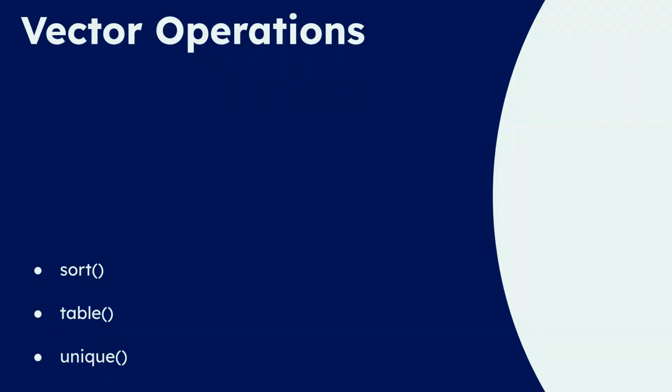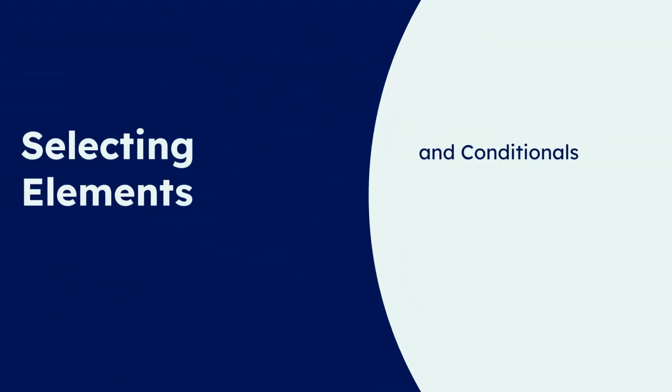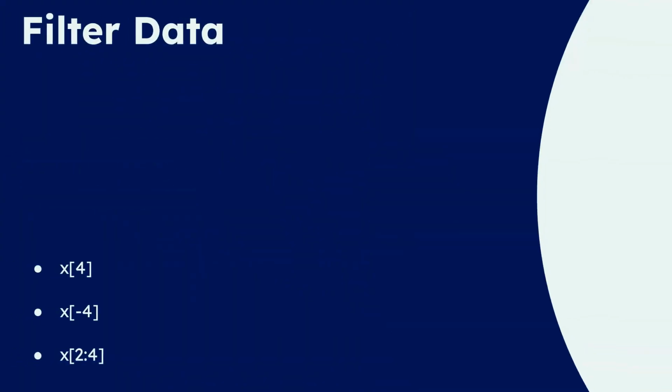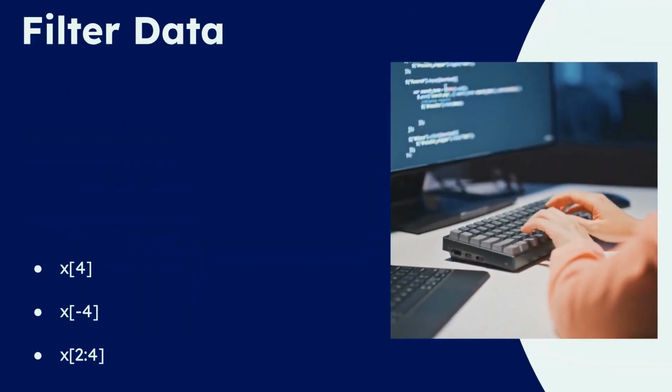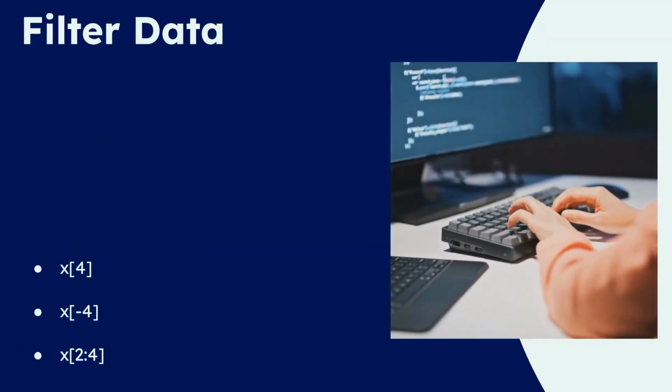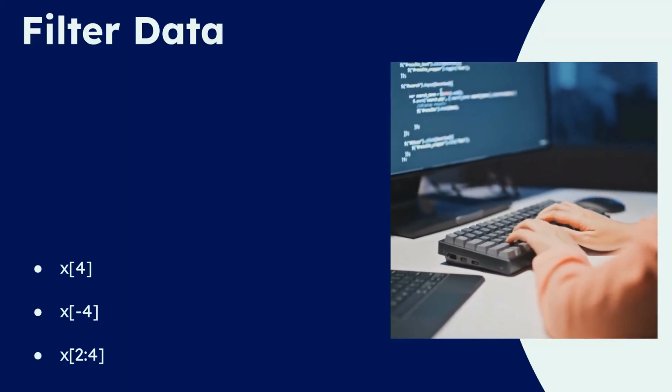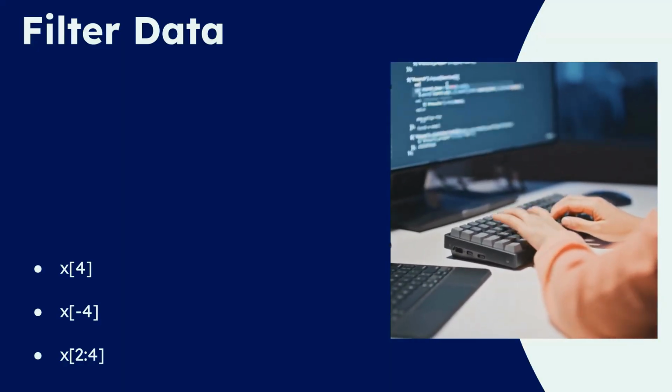to find distinct values. Mastering the selection of elements and using conditional logic is key to precise data manipulation. Select elements efficiently using brackets. Filter by position. Use negative indexing to remove elements, or specify ranges to extract exactly what you need.